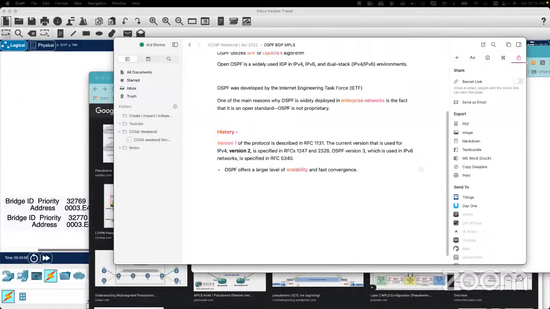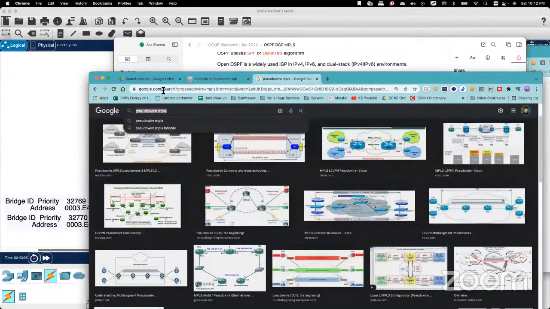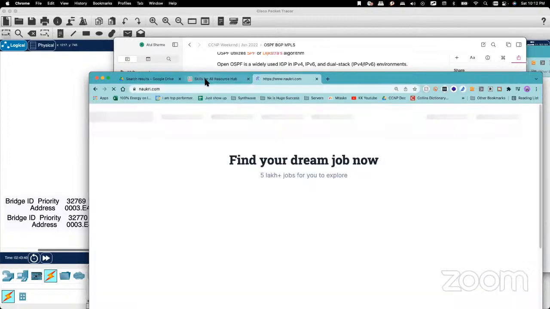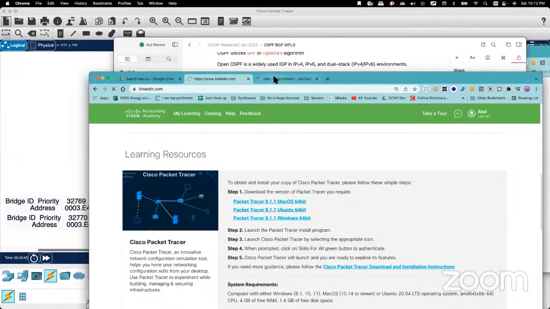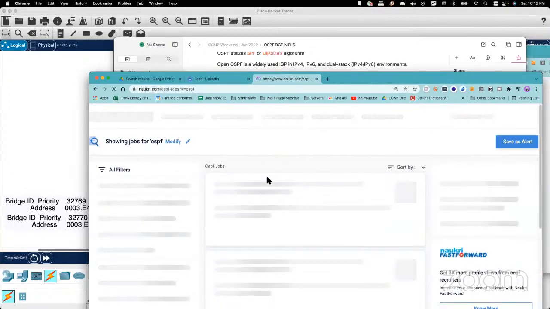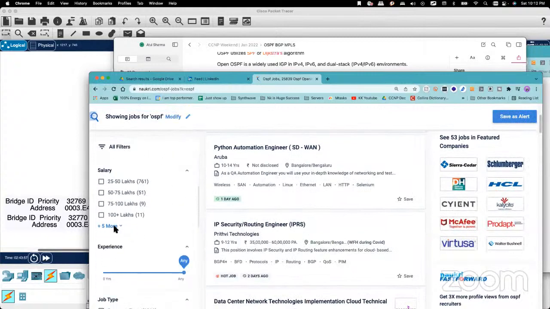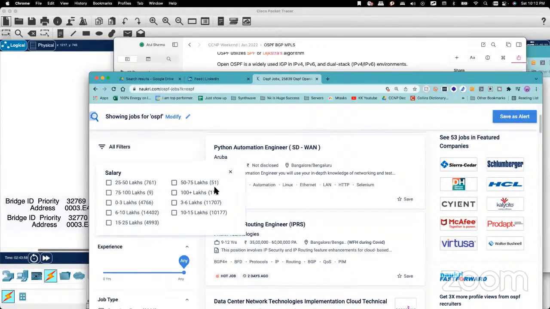Okay, and yes, definitely OSPF is the most widely used protocol in any industry. So if you learn OSPF in detail, there is a high chance for you to clear the interviews, because if you check the jobs on Naukri, or maybe on LinkedIn, and search this term OSPF, you will get thousands of jobs available. Just by searching OSPF, you can see 25,000 jobs available. And when it comes to packages, you can see OSPF is being asked in packages between 50 to 75 lakhs also. Okay, it's a very big package.